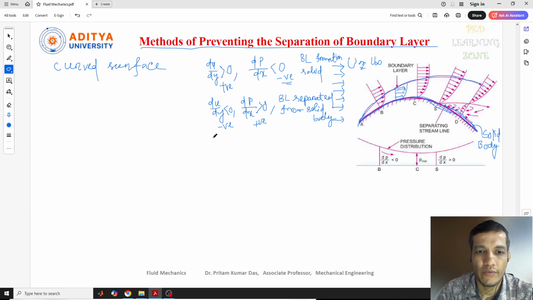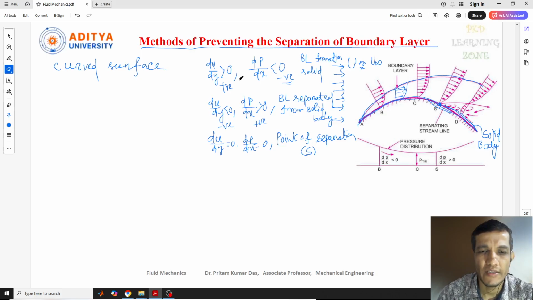And one more point we saw: where du by dy equals 0 and dp by dx is also equal to 0, at that point the separation started. That means the boundary layer separation started from this point, which is called the point of separation. That point is the S point in this picture. You can see at this point the boundary layer started separating from the solid body. So these are things we have seen in the previous lectures.